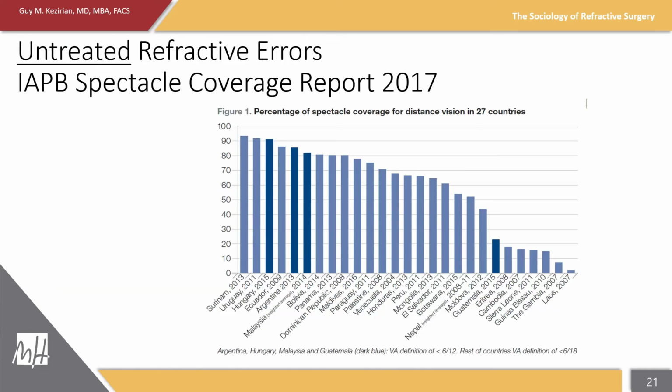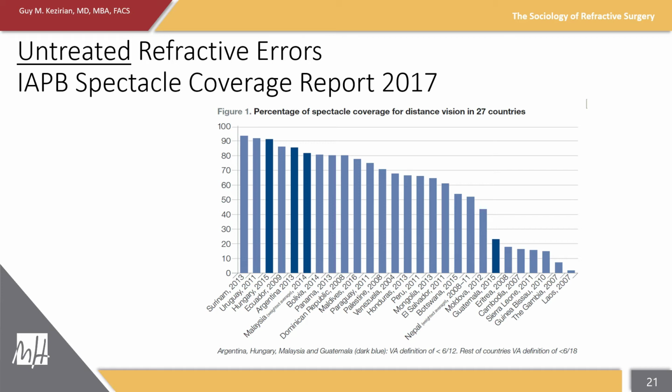The International Association for the Prevention of Blindness does wonderful work. I encourage you to check out their website. There are many atlases and facts and figures available there. They have been surveying country by country to assess the amount of untreated refractive errors that exist around the world.